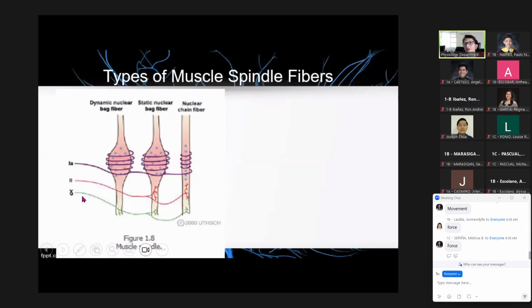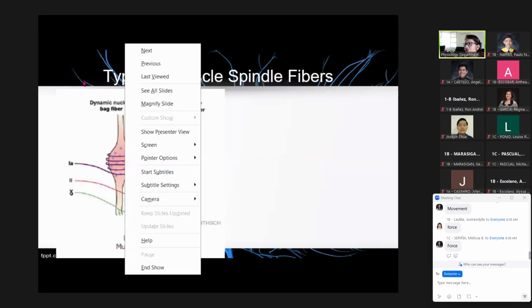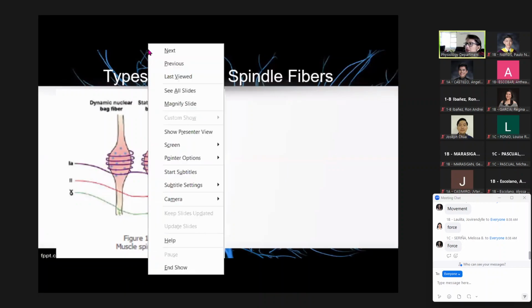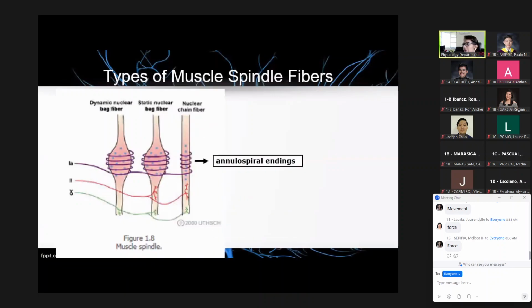Now, it's very important to take note of where the terminations of these neurons are, because their functions are affected by these terminations. Okay, so the termination of your 1A is known as your annulospiral endings. Now, where do they end? Dito sa nuclear bag fibers, both dynamic and static. And then they also end in the nuclear chain fibers.